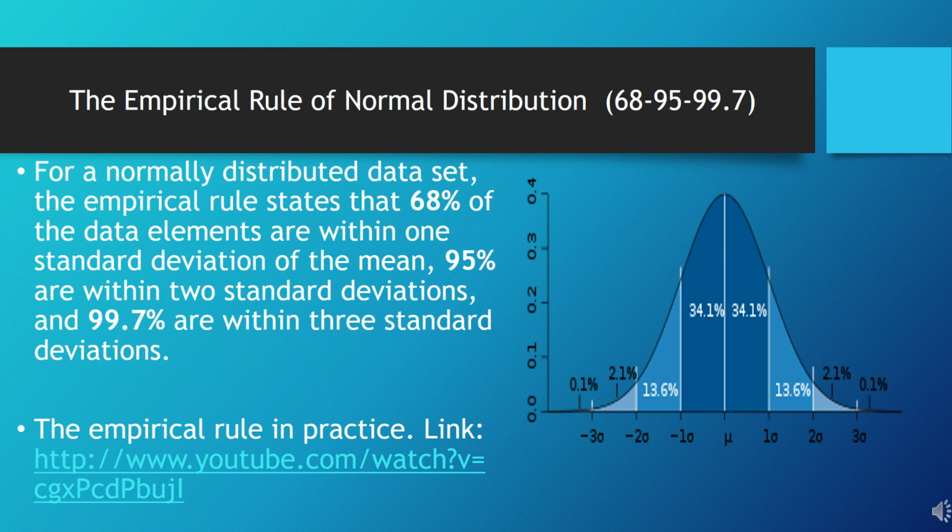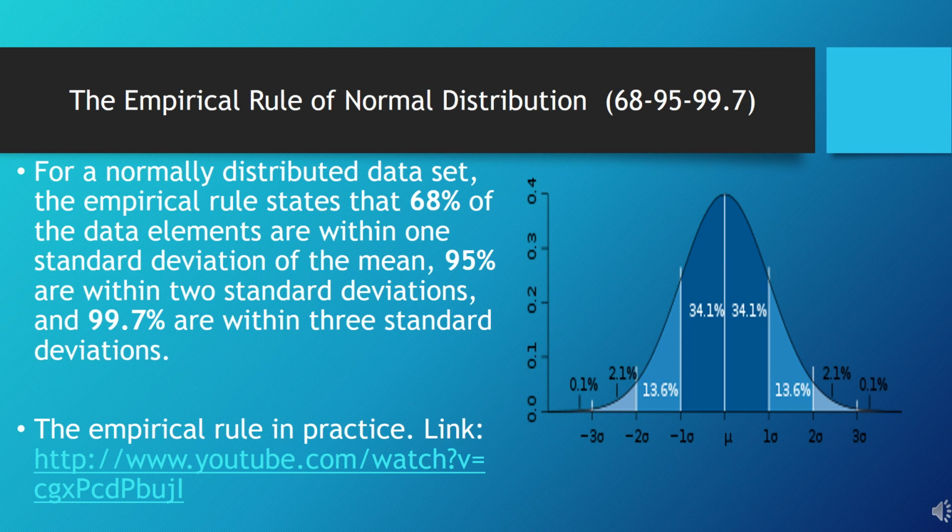The empirical rule of a normal distribution states that 68% of the data elements are within one standard deviation of the mean, 95% are within two standard deviations, and 99.7% are within three standard deviations.